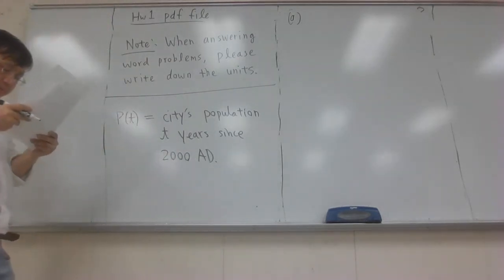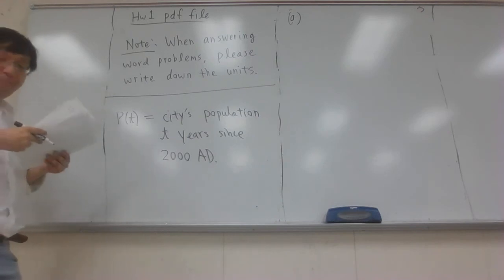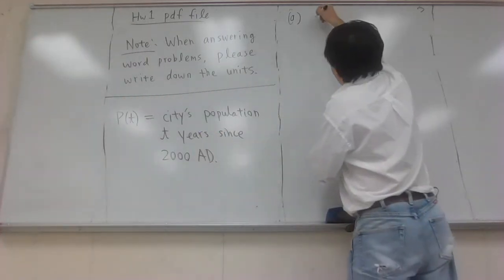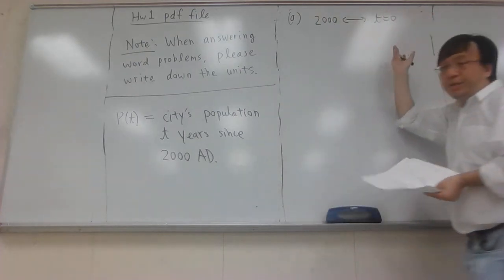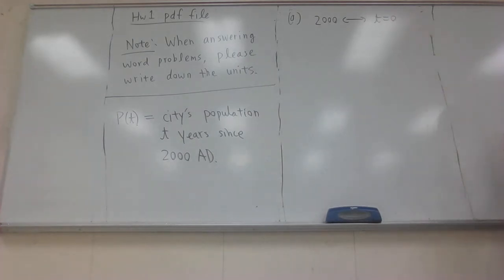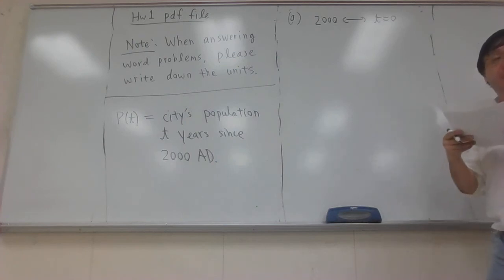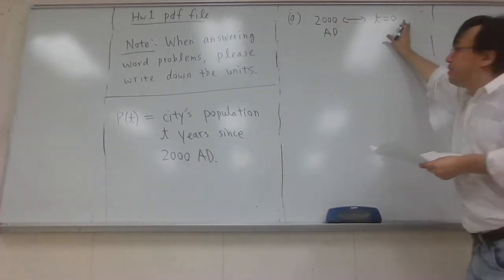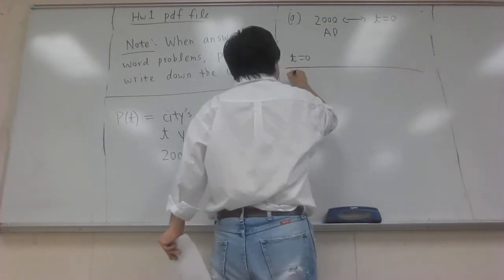We know that the city's population was 30,700 people in year 2000. But remember, T is in years since 2000 AD. So year 2000 corresponds to T equals 0. The population was 30,700 at T equals 0.